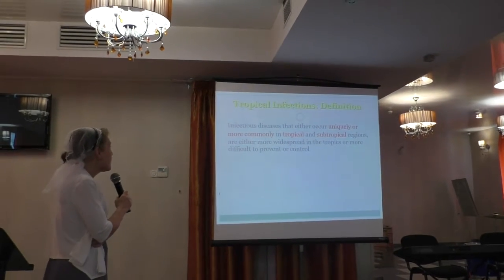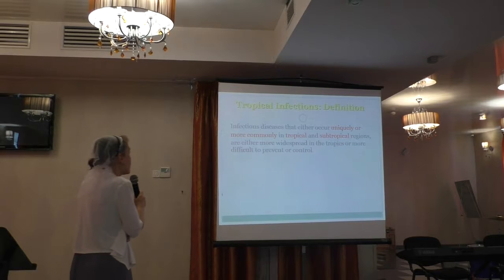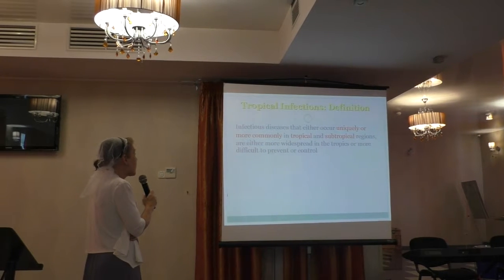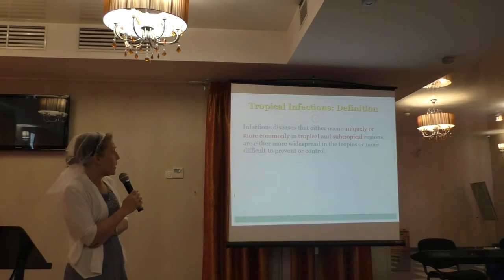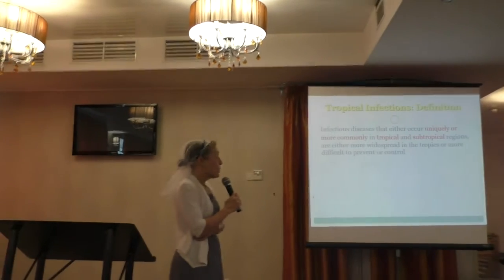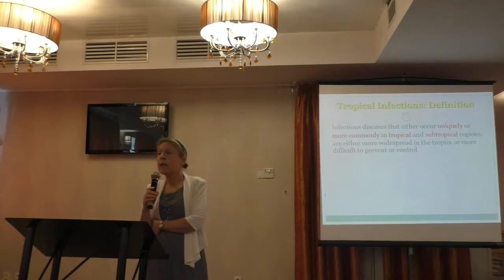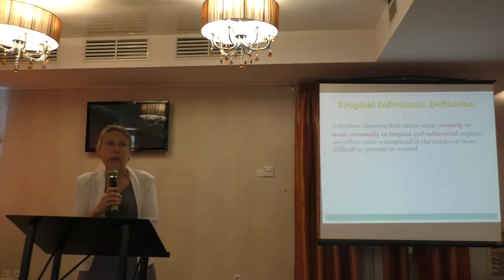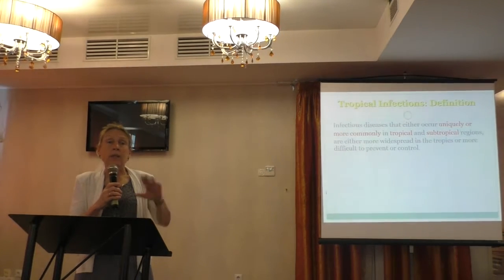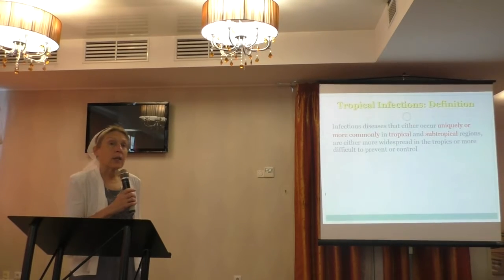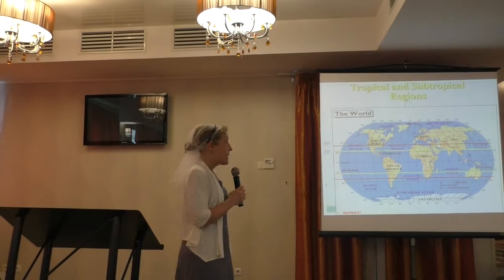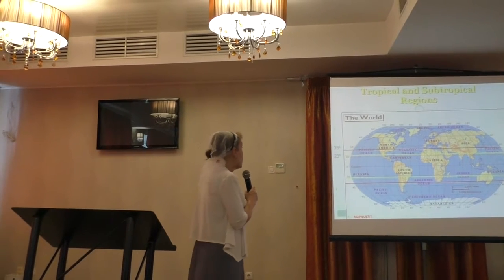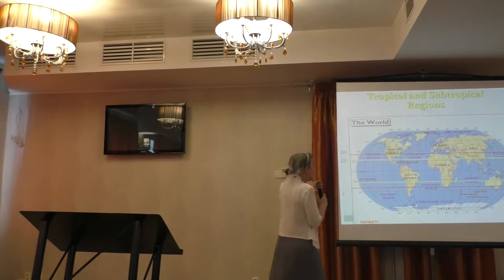Tropical infections are infectious diseases that occur either uniquely or more commonly in tropical and subtropical regions. And they're more widespread or more difficult to prevent or control because of the conditions that exist there. Because of the heat, because of problems with sanitation, because of large numbers of people. So here's the tropical belt.